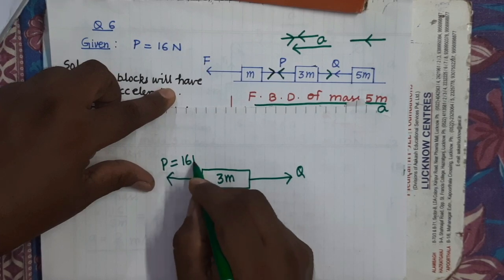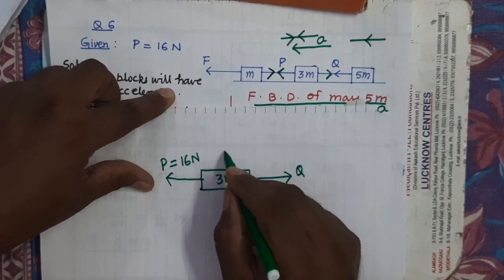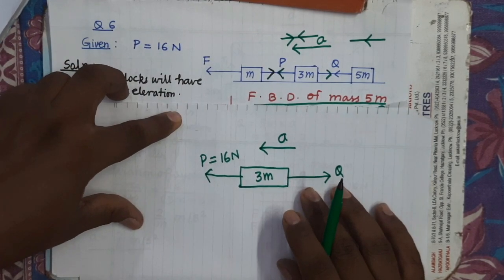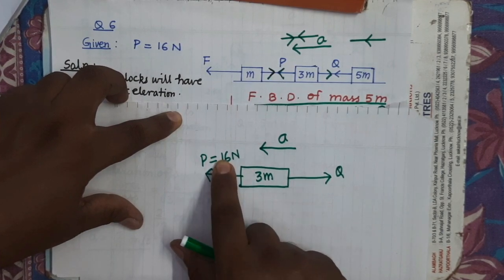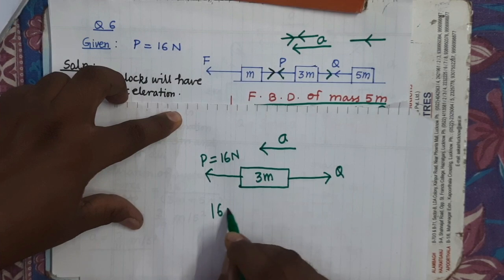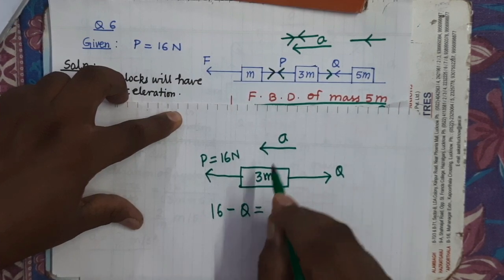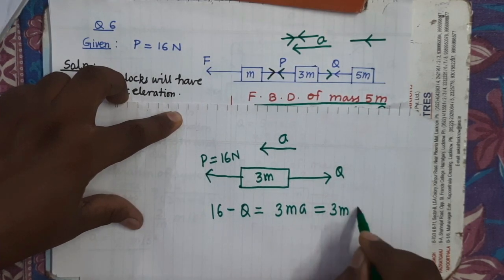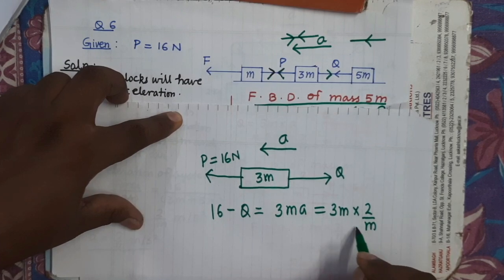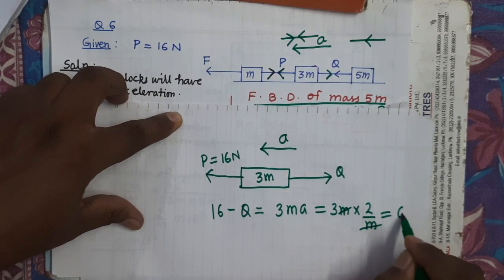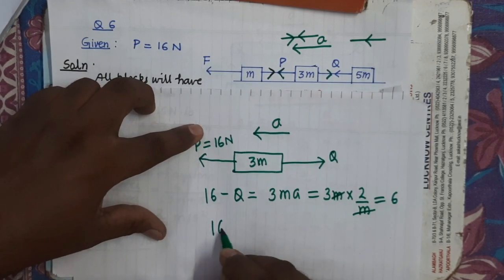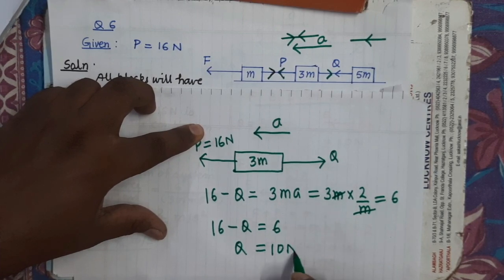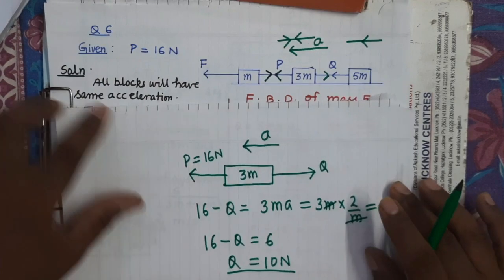Here it is given P equals 16 Newton. It's clear? And this 3m block is moving in this direction. So what will be the equation of motion? Which force will be bigger? This will be bigger. So net force will be 16 minus Q equals its mass into its acceleration, 3m into A. That is 3m, and A is given as 2 upon m. M and m cancel, that equals 6. It is clear? So 16 minus Q equals 6. So what will be Q? It will be 10 Newton. Q equals 10 Newton. Same answer you will get.